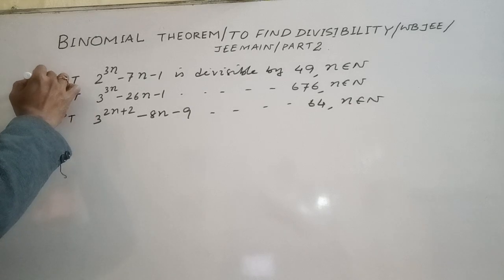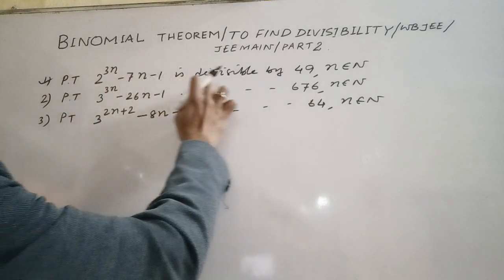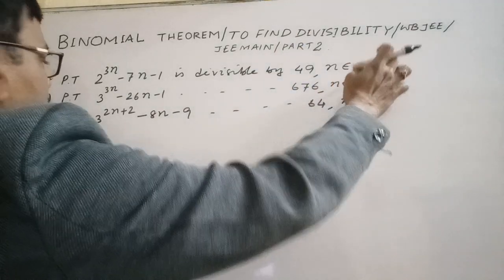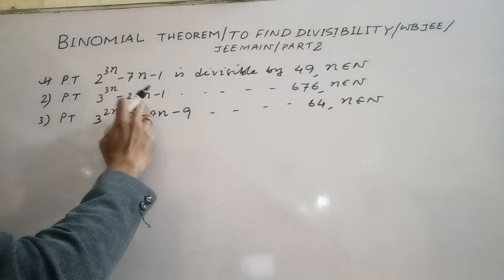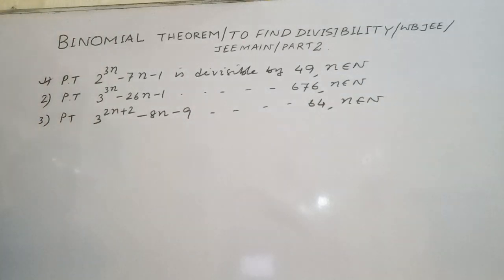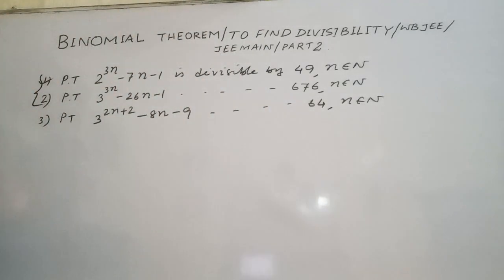Problem number 1. Prove that 2 to the power 3n minus 7n minus 1 is divisible by 49, where n is a natural number. Similarly, 3 to the power 3n minus 26n minus 1 is divisible by 676. So, they are exactly the same. So, consider problem number 1.